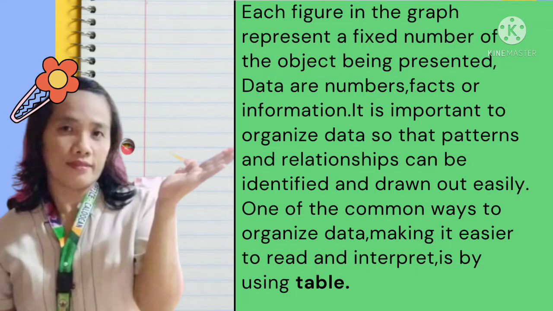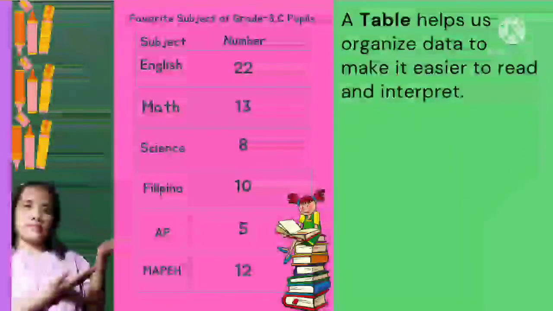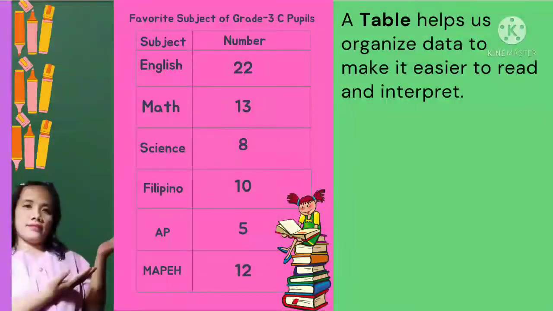Data are numbers, facts, or information. It is important to organize data so that patterns and relationships can be identified and drawn out easily. One of the common ways to organize data, making it easier to read and interpret, is by using a table. What is a table? A table helps us organize data to make it easier to read and interpret.